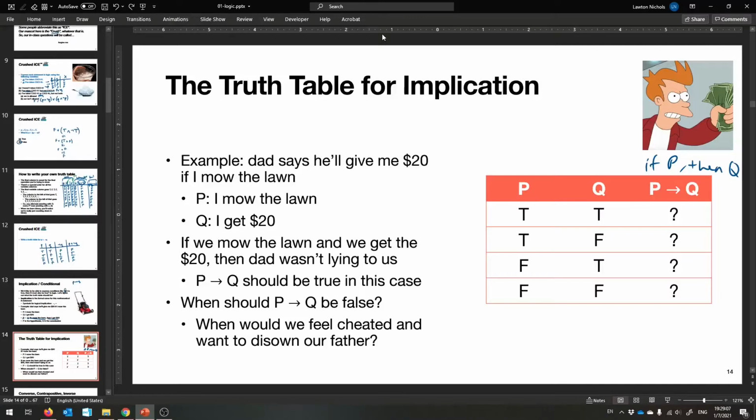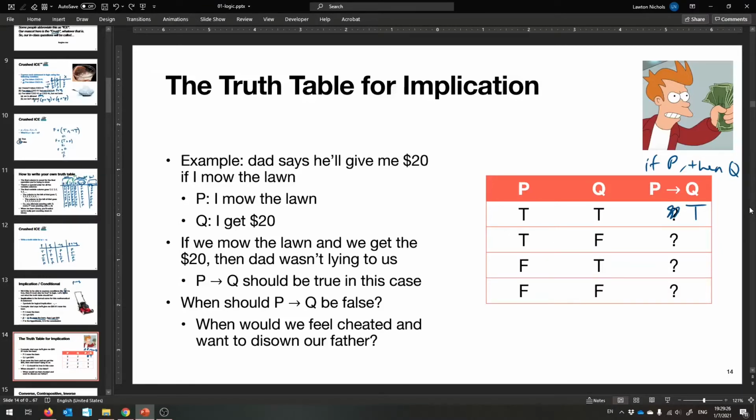So, did Dad lie to me? He said, if I mow the lawn, I get $20. I mowed the lawn, and I got $20. That seems like a fair deal to me. So, this should be true. And so that's what we're going to put here. It's true in this case. Let me do these other two for a reason.